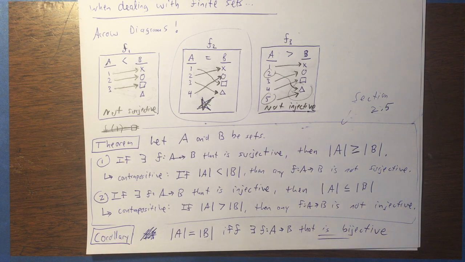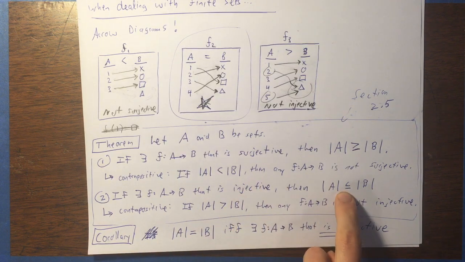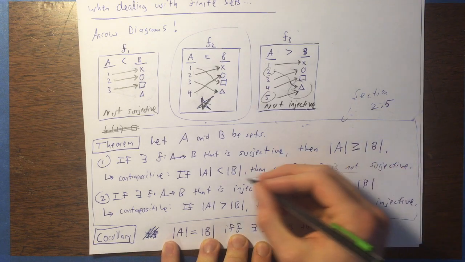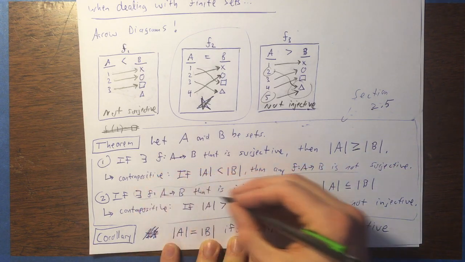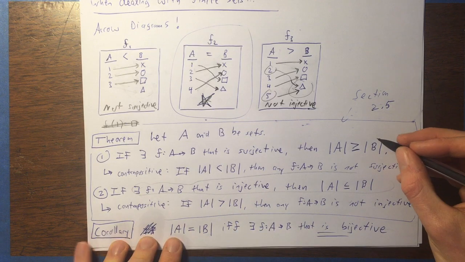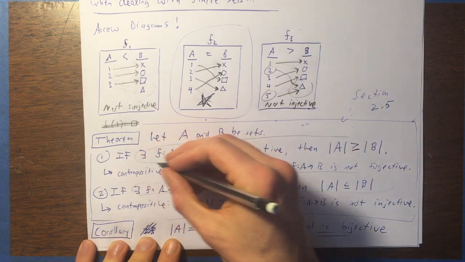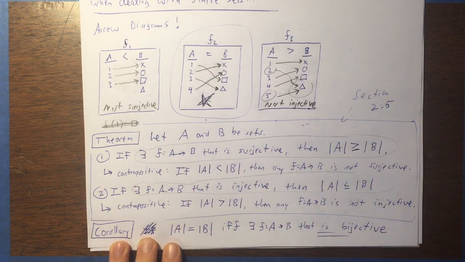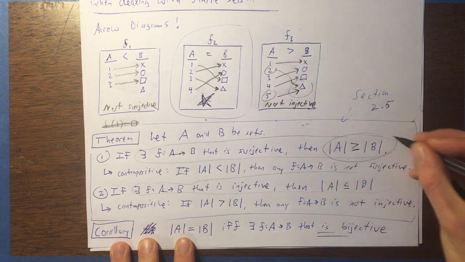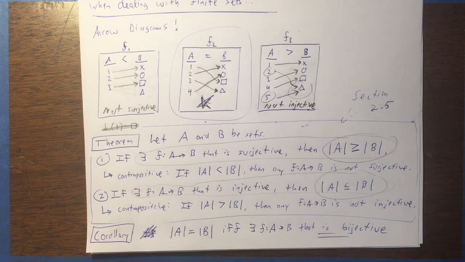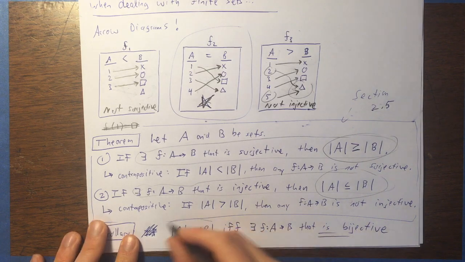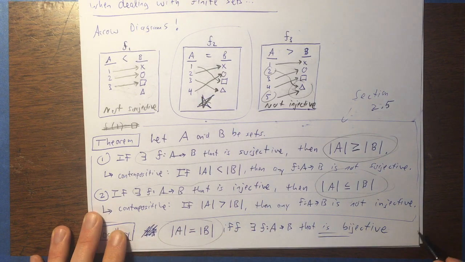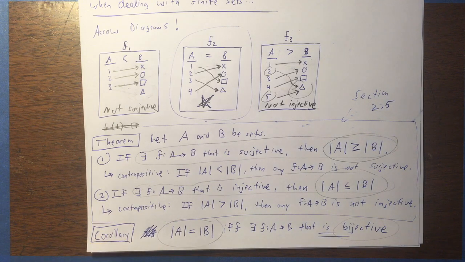If you can find an injective function, it means the cardinality of A is less than or equal to the cardinality of B. If you can find a surjective function, it shows that the cardinality of A is greater than or equal to the cardinality of B. If you have both at the same time, both less than or equal to and greater than or equal to, then you must have equal to. So a function that is bijective proves that the domain and codomain have the same cardinality.